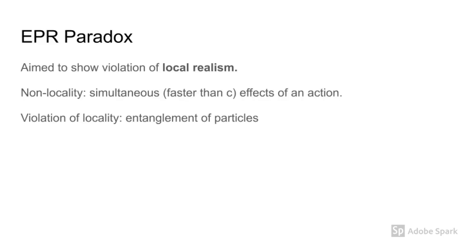In 1935, Einstein, Podolsky, and Rosen published a paper called "Can Quantum Mechanical Description of Physical Reality Be Considered Complete?" In this paper, they aimed to show the violation of local realism. They defended that if quantum mechanics was local, then nothing could move faster than the speed of light, including information. When an action is done on one of the particles of the entangled pair, the results are seen simultaneously on the other one. Here, simultaneously means faster than the speed of light. Hence, the entanglement disproves locality.